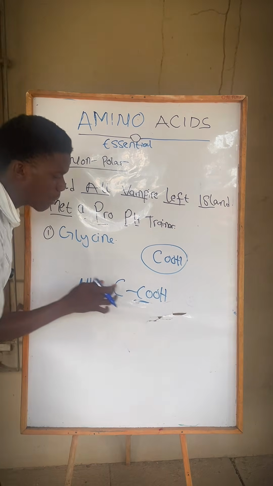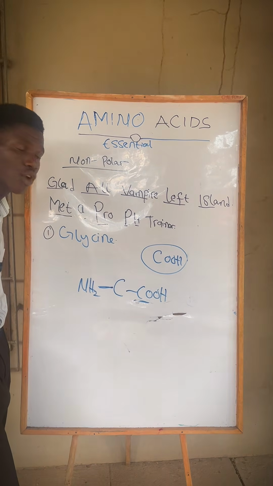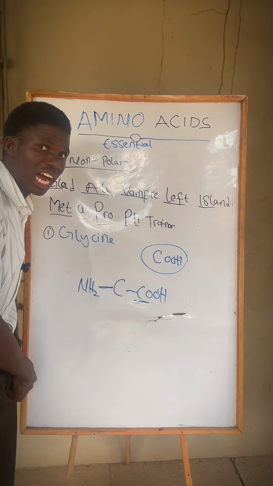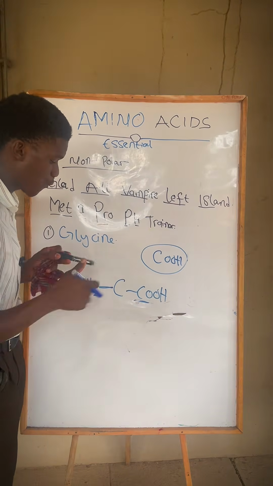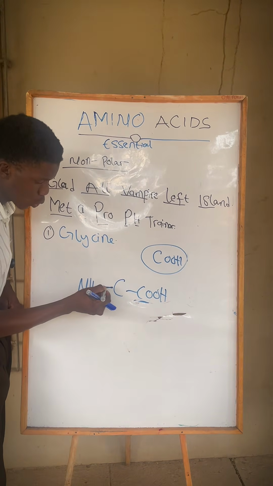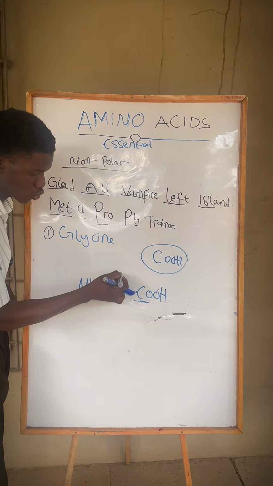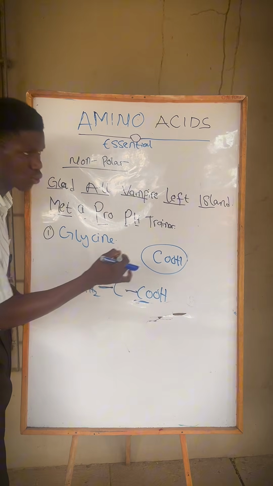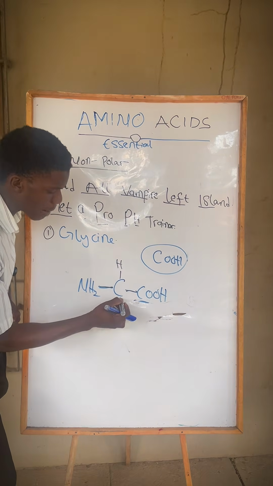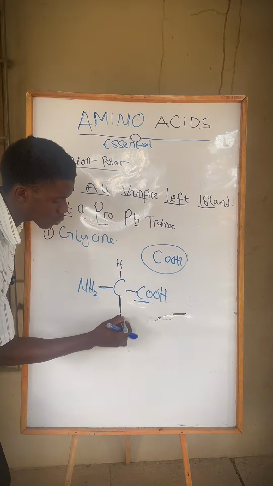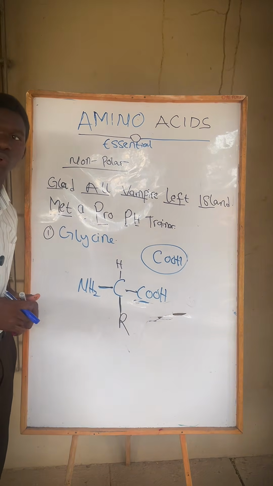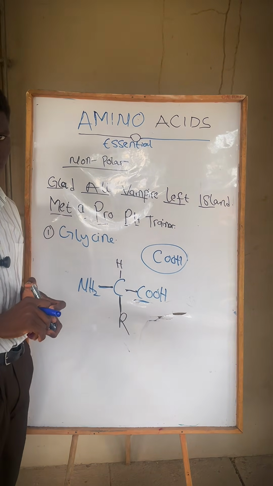Don't forget, our carbon is supposed to have how many bonds around it? 4 bonds, right? So this is 1 bond, the second bond. So we have a third bond, which is hydrogen here. And we have another bond here, which is an R group, which is known as our alkyl group.